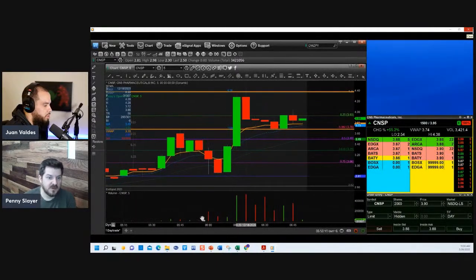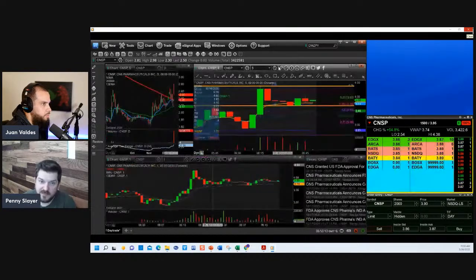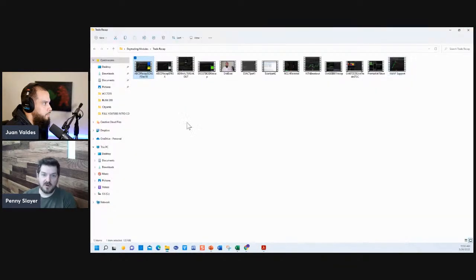What do you think, Penny Slayer? Was it pretty clear? It looked like an ABCD pattern? Yeah, absolutely. And even more so, what I liked whenever you were going into that trade is you really wanted to see it build support on that old resistance line. And man, that's how I trade too. I trade confirmation just like that. So yeah, it's a great trade.